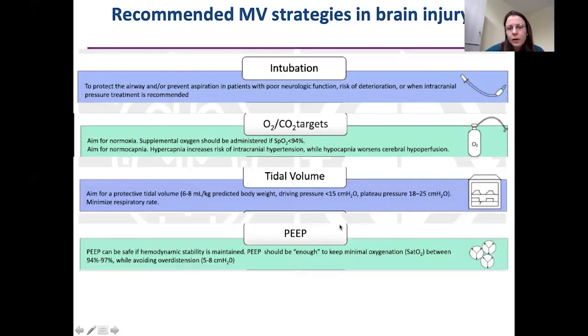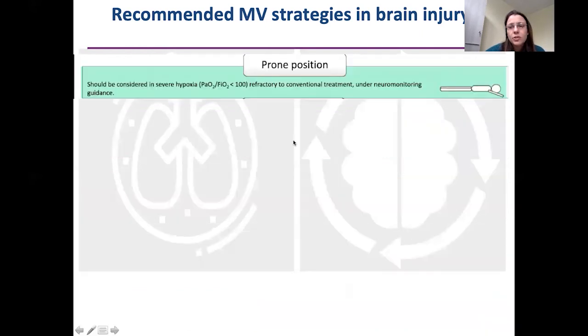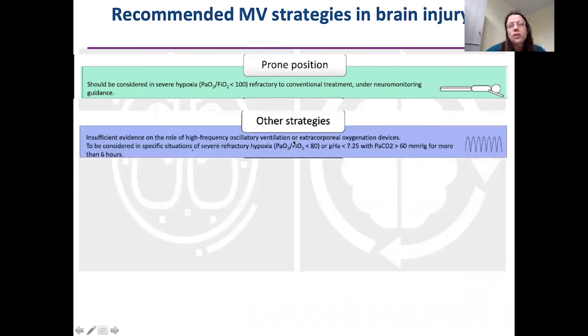Don't be too scared about the PEEP because if hemodynamic stability is maintained with the PEEP, probably this won't have a big effect on the intracranial pressure. Recruitment maneuver, consider it case by case. In some cases, they can really help to improve the oxygenation, but again, be very careful with the hemodynamic status of the patient. And the same is true for the prone position. It can actually improve oxygenation and cerebral oxygenation, but use it under strict neuromonitoring.